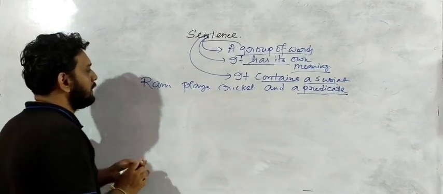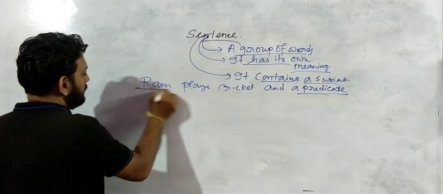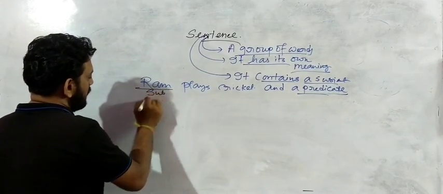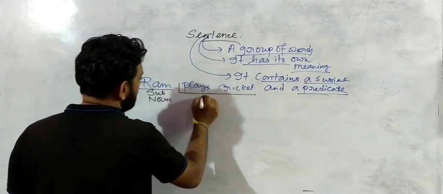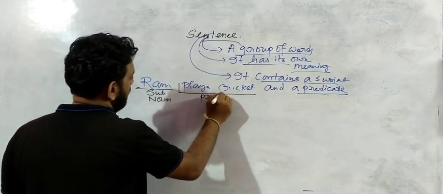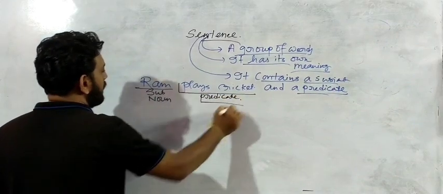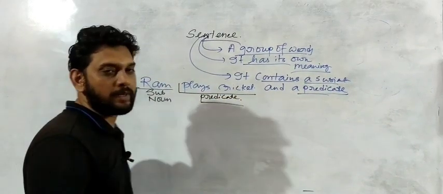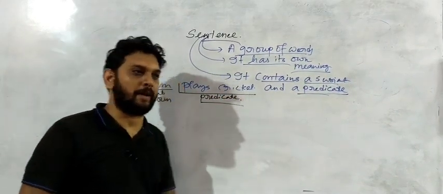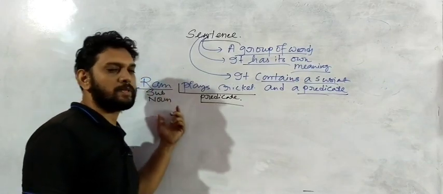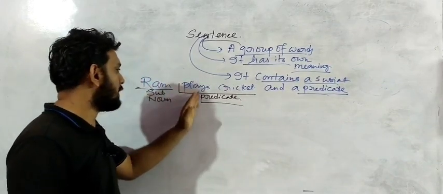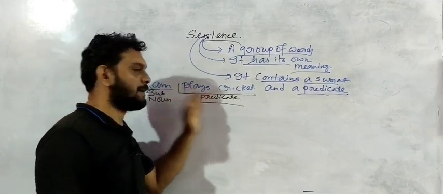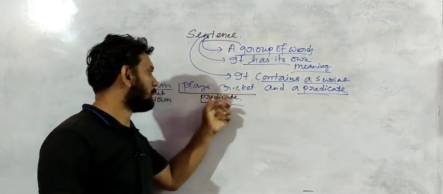I have written a sentence. Now Ram is subject over there, and subject is noun or pronoun? Noun. Okay, and from plays to cricket is called the predicate part of this sentence. And already I made you understand what is subject and what is predicate. Predicate means what we talk about the subject in a sentence, it is known as the predicate of sentence. That means here we talk about what subject does. What subject does? Subject plays cricket.